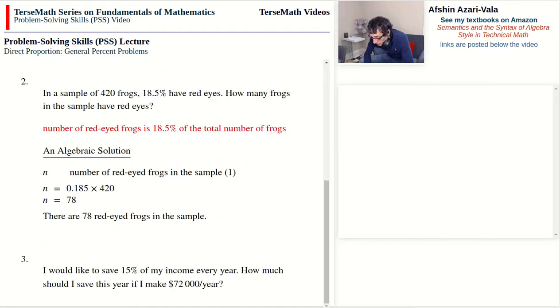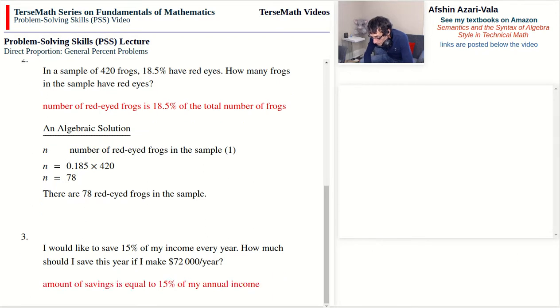Problem 3. I would like to save 15% of my income every year. How much should I save this year if I make $72,000 per year? The key sentence then is that the amount of savings is equal to 15% of my annual income. It actually is pretty explicit here, 15% of my income. That would be 15% of 72,000.